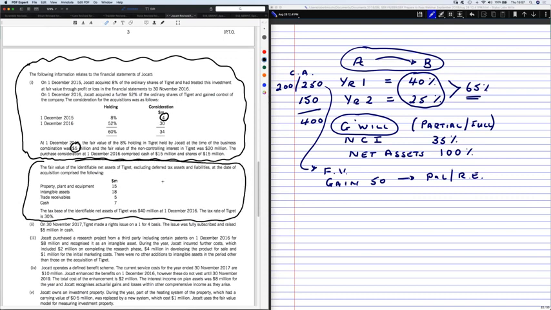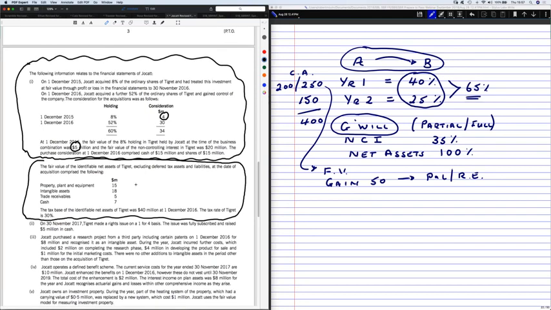The fair value of the identifiable net assets of Tigray, excluding deferred tax assets and liabilities, at the date of the acquisition, comprised the following. The tax base of the identifiable net assets of Tigray was 40 million. Does deferred tax have an impact for the group as well as for the legal entity? Do we have to consider deferred tax when we're looking at the group as well as the legal entity? Yes. Look at this, please. 15 plus 18, 33, plus 5, 38, plus cash seems to me to be a figure of 45 million for the net assets, but the tax base of those net assets is only 40 million.